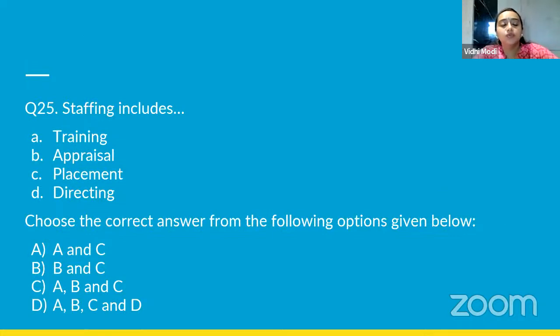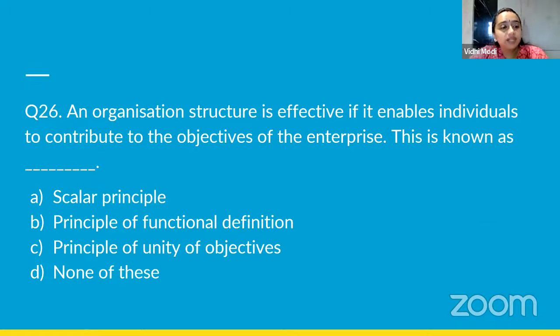Right. Now we move on further. Staffing includes training, appraisal, placement, and directing. So if you see the functions, function of staffing definitely includes training, it includes appraisal, and it includes placement. But does it include directing? No, it does not include directing. So here the option would be option C. Okay, training, appraisal, and placement. Right. We have the next question.